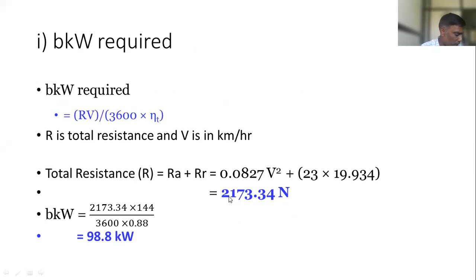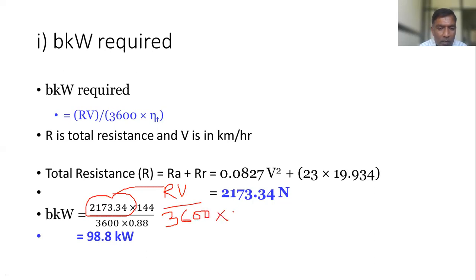This is the tracking effort. Whatever the total resistance, based on this total resistance we got this 98.8 kilowatt. And suppose here this 98.8 is given, and for the time being, if this is unknown, this is R V. Just understand this, there is a chance of confusion.